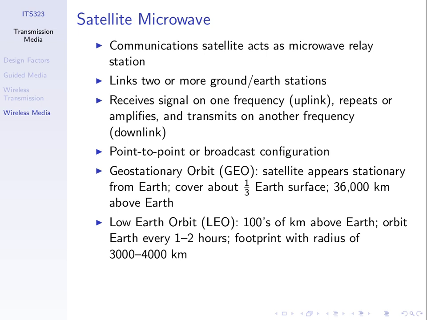So a communication satellite acts as a relay node. We have two points on the ground that want to communicate. They're a long way away from each other. One option, get wires to connect them. Another option, use terrestrial microwave and have maybe repeaters or amplifiers to transmit across multiple wireless links. The third option, use a satellite. Transmit from one ground station up to the satellite. The satellite relays what you send and sends it down to another ground station. Good for connecting across a large area.